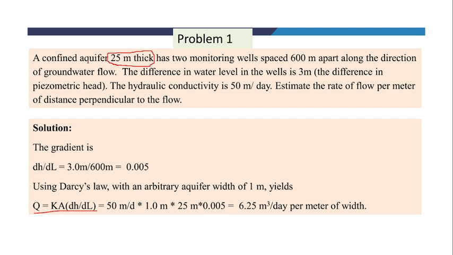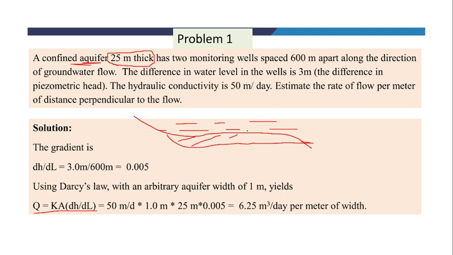First of all, what is the aquifer? We know that the river body will be there here. Below that, some solid particles will be there. So the water trapped in this is called aquifer. So this thickness is given as 25 meter, right?